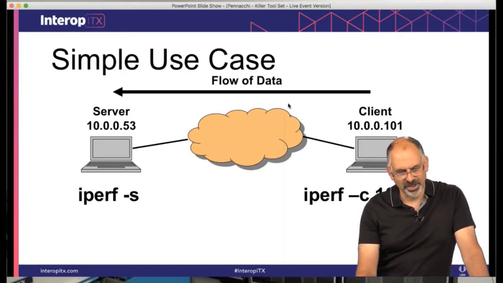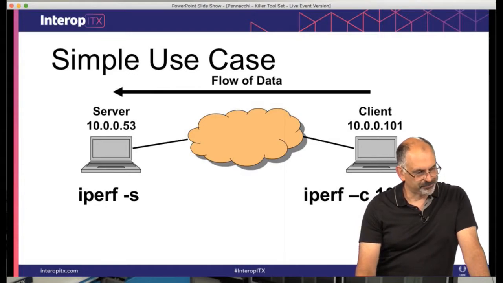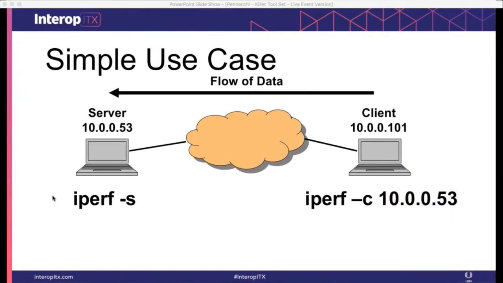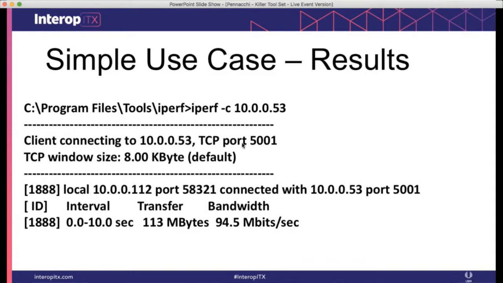Now, just as a quick note here, our flow of data goes from the client to the server. So when I just do an Iperf -s, that data is moving from the client to the server. If I throw the -d in there, it does a bidirectional test. All right, well, I better keep moving on here because otherwise I am going to run out of time.